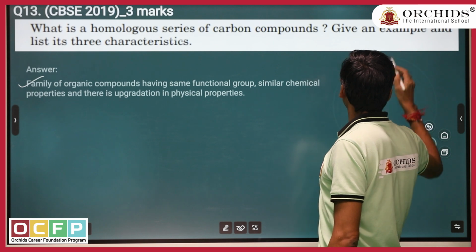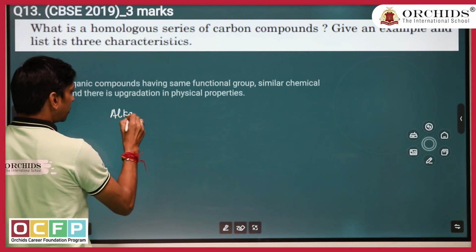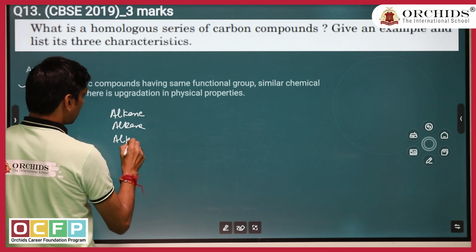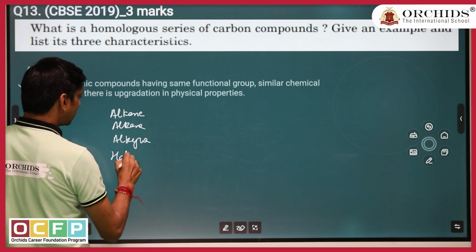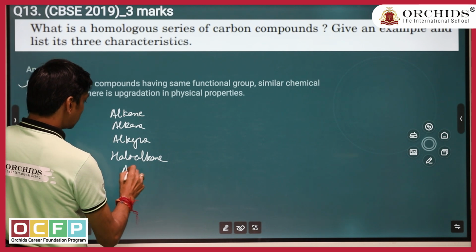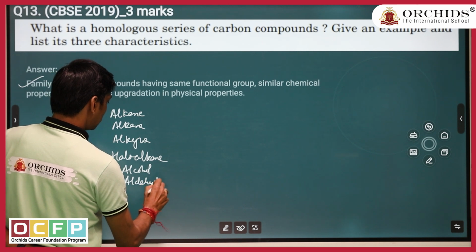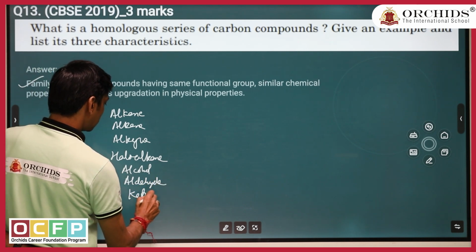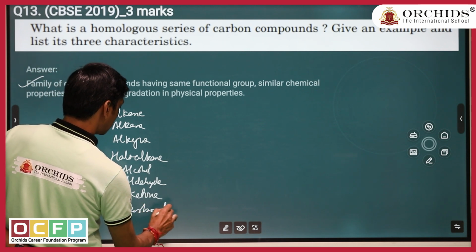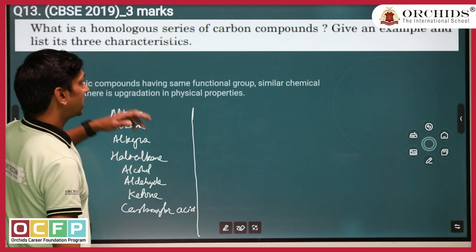Now give an example of a homologous series. We have many homologous series here. We have the series of alkanes. You can give any example: alkane, alkene, alkyne. Then we have studied haloalkanes. Then we have studied the alcohol series, then the aldehyde series, then the ketone series, then the carboxylic acid series. Now in the second part of the question, list three characteristics.